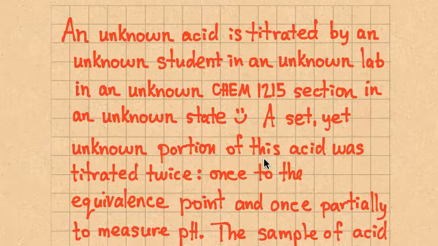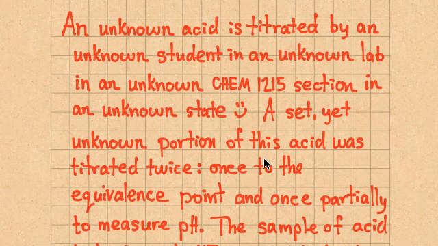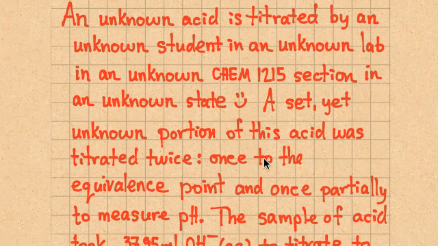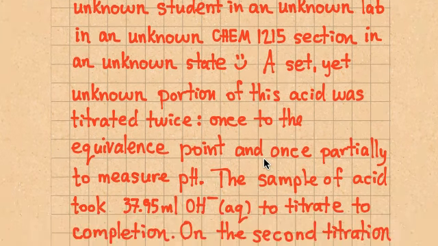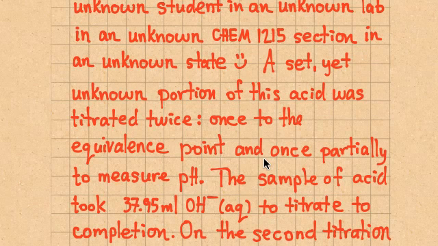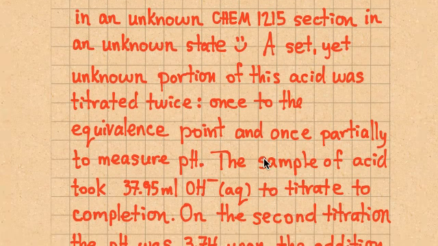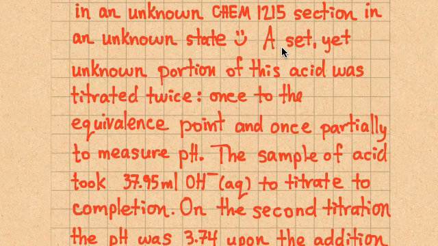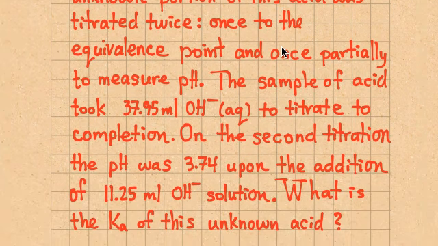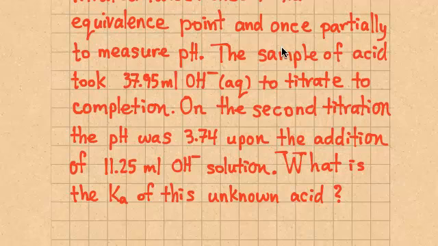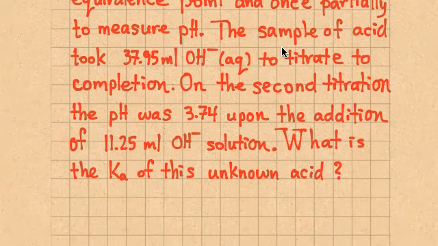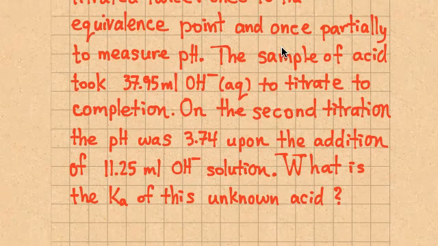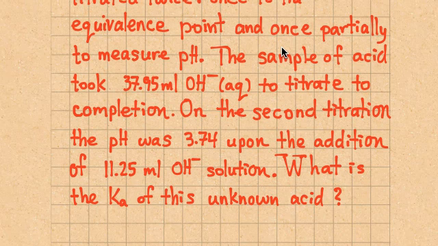So, story. An unknown acid titrated by an unknown student in an unknown lab, in unknown Chem 1215 section, unknown state. Ha, kidding, so many unknowns. Oh, what in the world? That's not proper English. Something, blah, blah, blah. Unknown, okay. I better fix that. Anyways, there's just a lot of unknowns, but you know what? You don't have to know much.